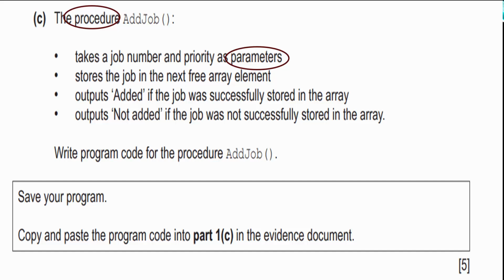Write program code for the procedure add job, and this is worth 5 points. Nothing that you can't handle, but let's swing over to VB, code it out, and pick up another 5 points on this paper 4 exam.